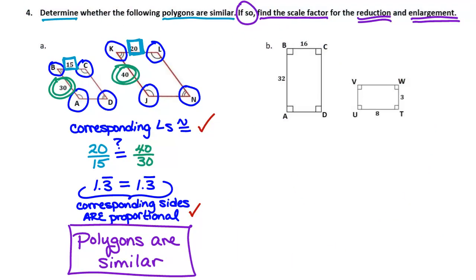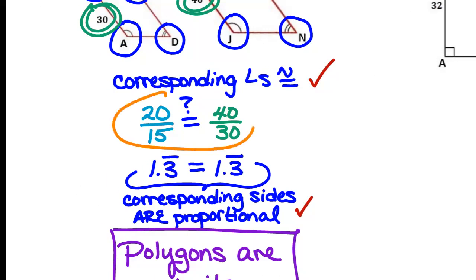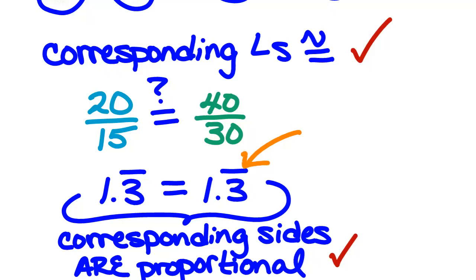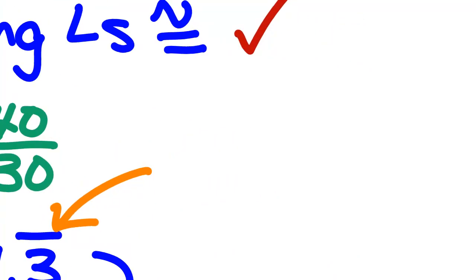The directions said if my polygons came out to be similar, then I had to find the scale factor. And I had to find it for the reduction and for the enlargement. We've already found one of them. You guys remember back here when we put those two fractions in our calculator to check to see if they were the same? What we came up with, 1.3 repeating, that is a scale factor. Would it be for the enlargement or for the reduction? Why for the enlargement? You're absolutely correct.